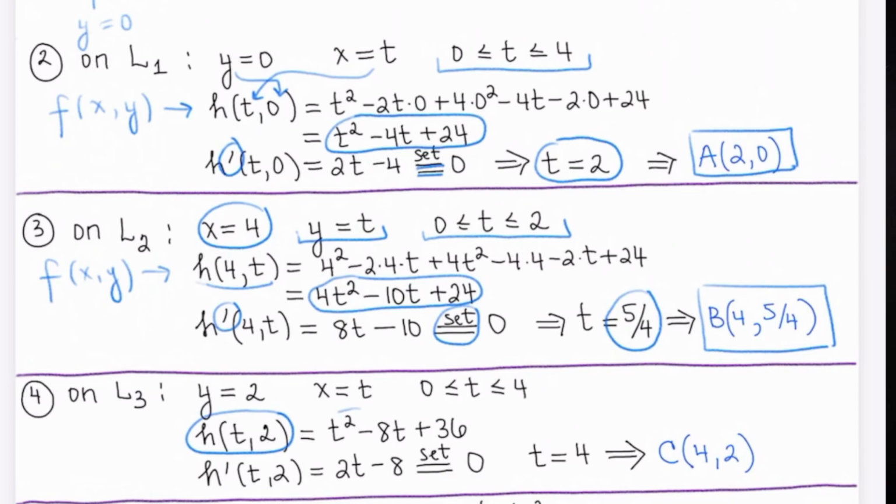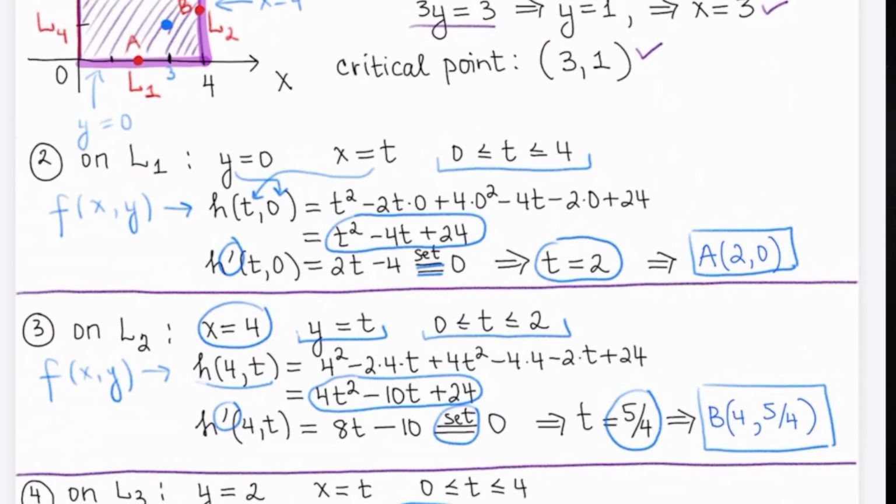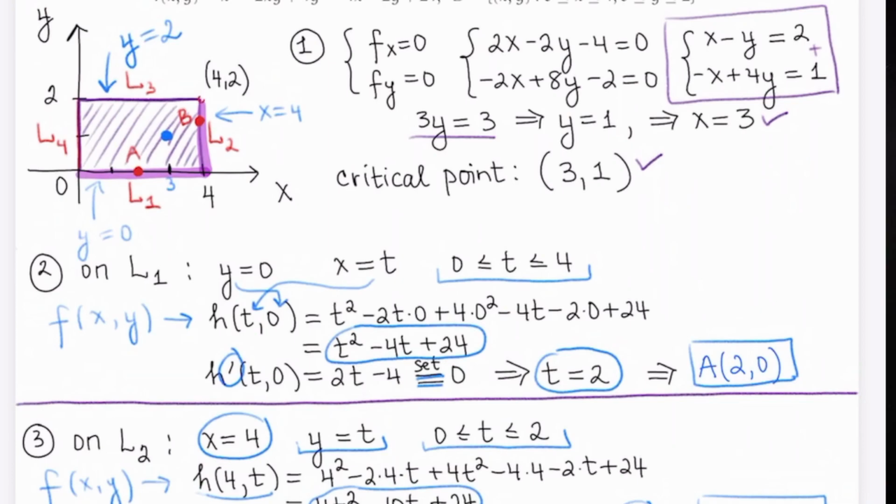Okay, we get a quadratic function here in terms of t. And once we differentiate it and set that equal to 0, solve for t, we get t is equal to 4. So our next point is (4, 2). Okay, so (4, 2), where is that point? Let me return over here. (4, 2) is one of the corners, right? So (4, 2) is this point right here. That is point, what do we call it? Call it C, right?